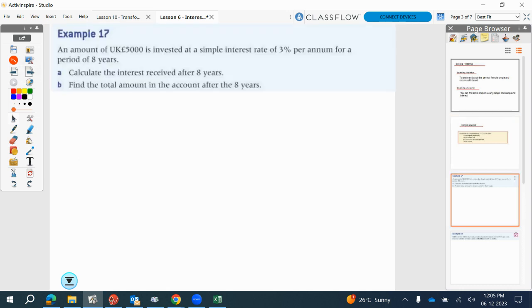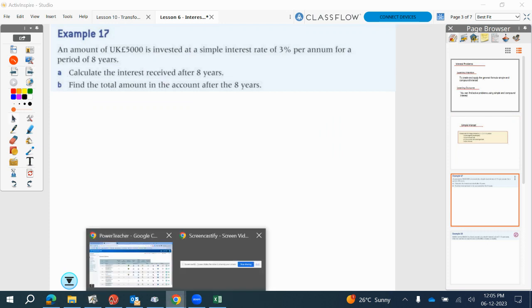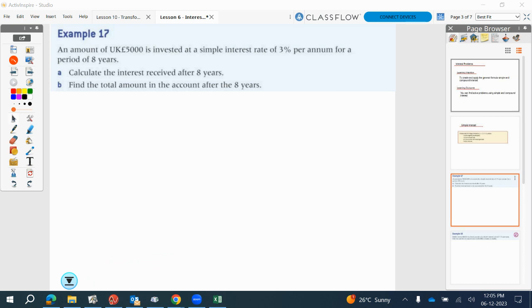So look at a wordy question. An amount of 5,000 UK pounds is invested at a simple interest rate of 3% per annum for a period of 8 years. Per annum means for every year. Calculate the interest received after 8 years.